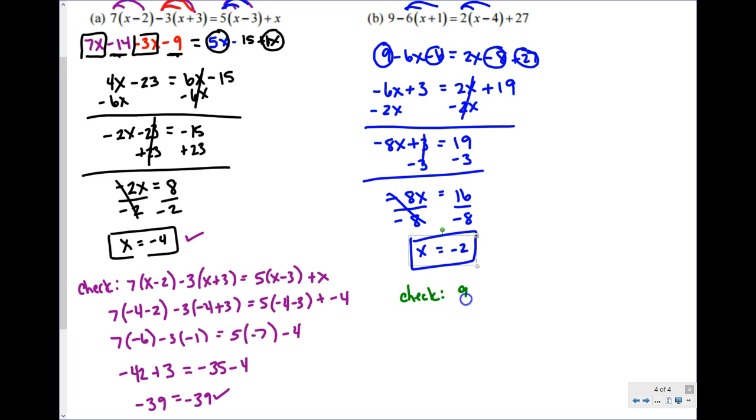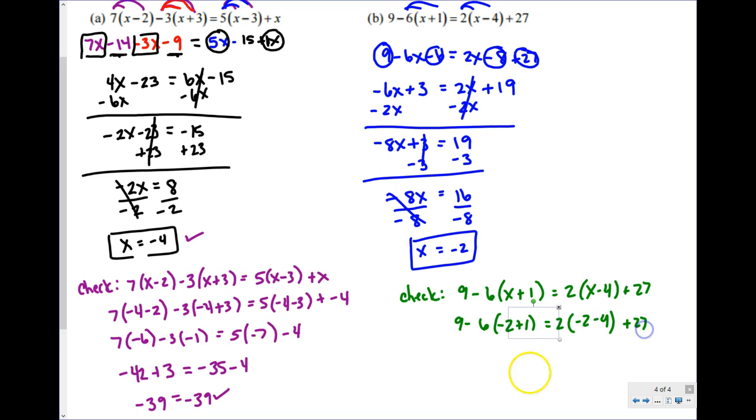I'm going to rewrite 9 minus 6, x plus 1 equals 2 times x minus 4. I'm going to suggest you watch me just because it's good practice, especially if you're not taking the Regents and you want to check your work. So 9 minus 6, I'm going to plug in a negative 2 wherever I see x. So this becomes negative 2 minus 4. Alright, 9 minus 6, a negative 2 plus 1 is a negative 1. And negative 2 minus 4 is a negative 6.